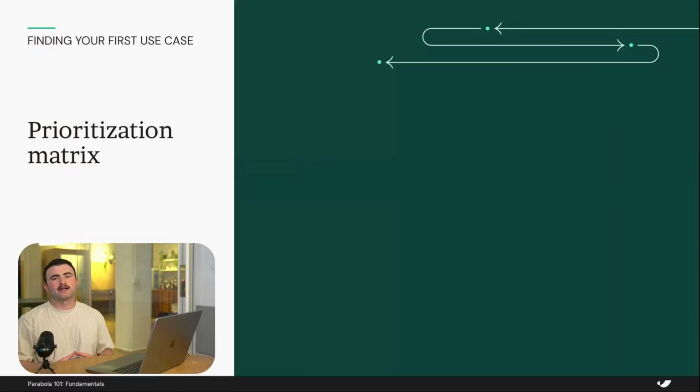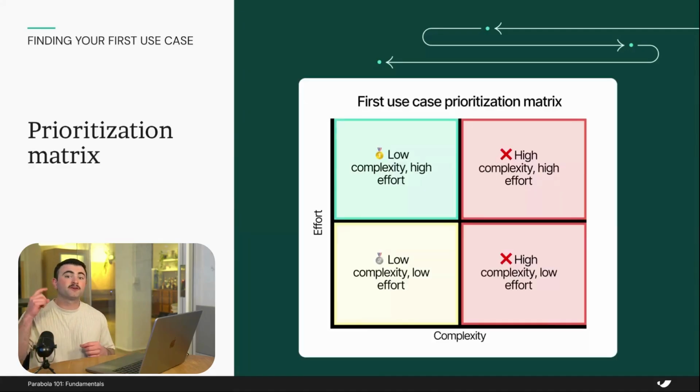When it comes to prioritizing your first use case, I'd encourage you to think about the complexity of that process and the effort required to do it manually. If we put these on an X and Y axis, you can see that the sweet spot for your first use case is going to be a low complexity, high effort process. By focusing there first, you're going to build confidence, get a quick win under your belt, and give yourself time back so that you can start focusing on automating those higher complexity processes once you're more comfortable in the platform.